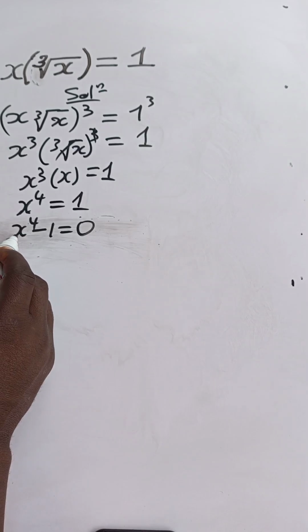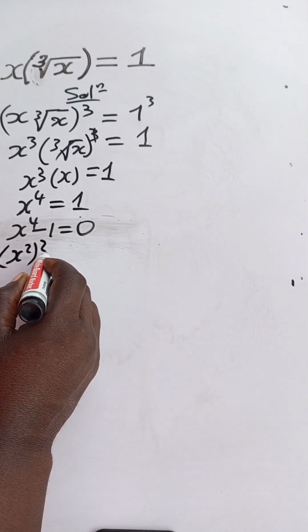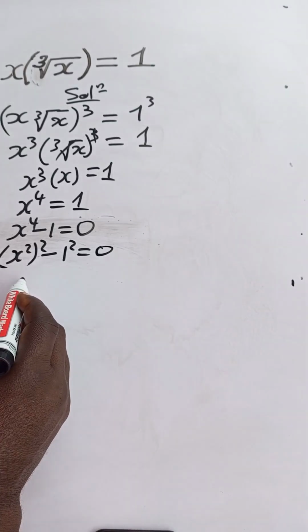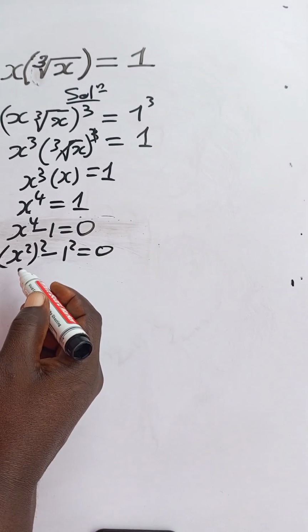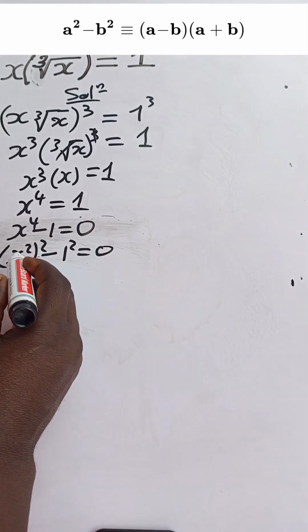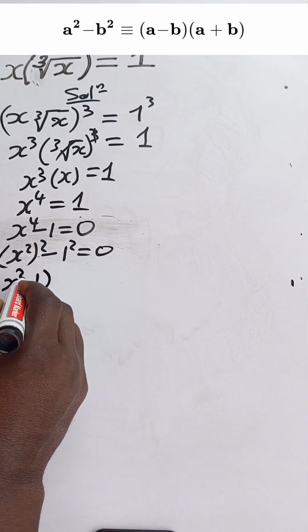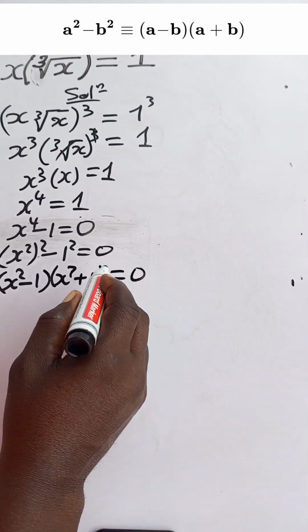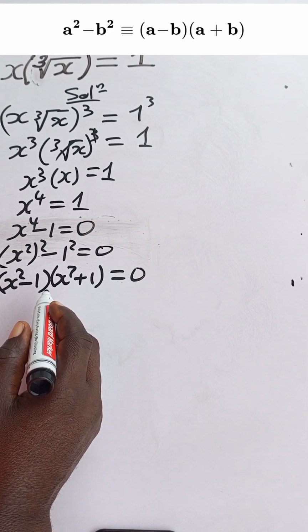If we look carefully, we can bring in a difference of squares. We can write this as x squared minus 1 squared, so that we obtain a difference of 2 squares. Now, with the difference of 2 squares, we will apply the difference of squares identity to obtain x squared minus 1 into x squared plus 1 is equal to 0. This is when we apply the difference of squares identity.